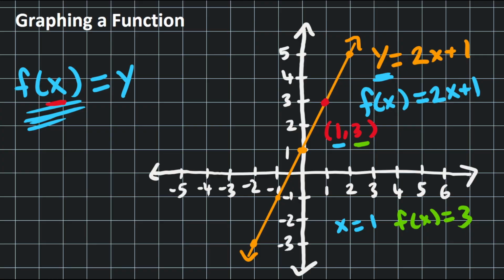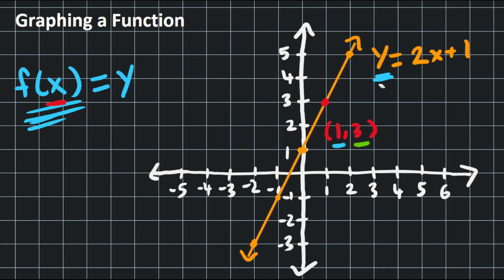So functions are graphed very similarly to equations. The x-coordinate represents the input, and the y-coordinate represents the output: x, f of x. That's how it would be read. Now, we know how to test if a relation is a function by looking at the inputs and outputs and seeing if any input has more than one output. So right here, let's rewrite this as f of x equals 2x plus 1.